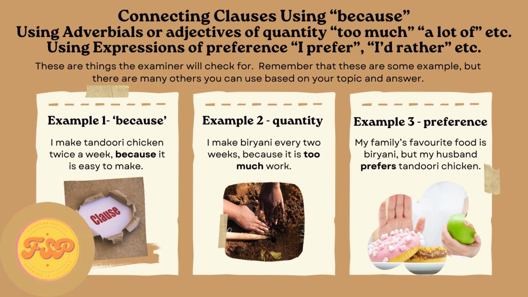The second example is using adverbials or adjectives of quantity. "I make biryani every 2 weeks because it is too much work." So the phrase "too much" is an example of quantity. It's an adverbial quantity. And you also need to use expressions of preference such as I prefer and I'd rather. And an example of that is my family's favorite food is biryani, but my husband prefers tandoori chicken.